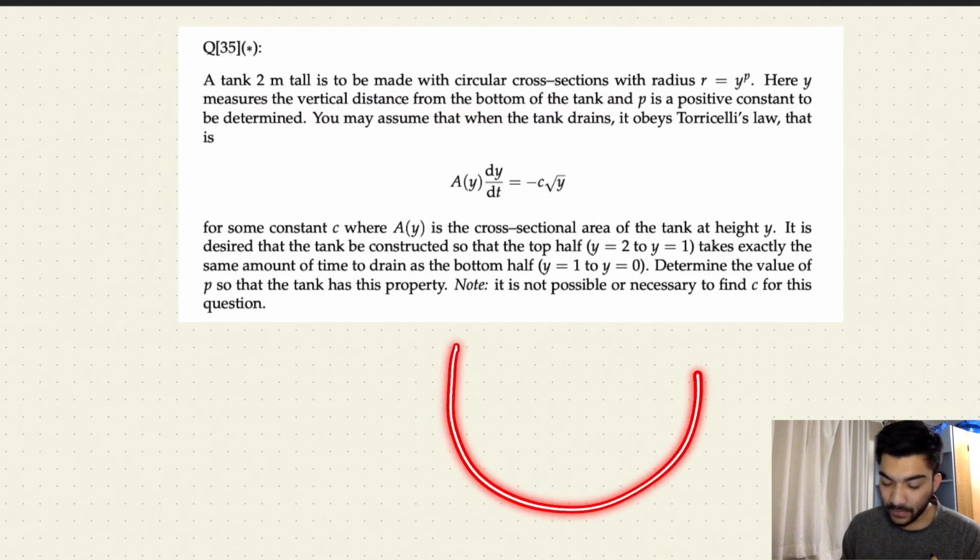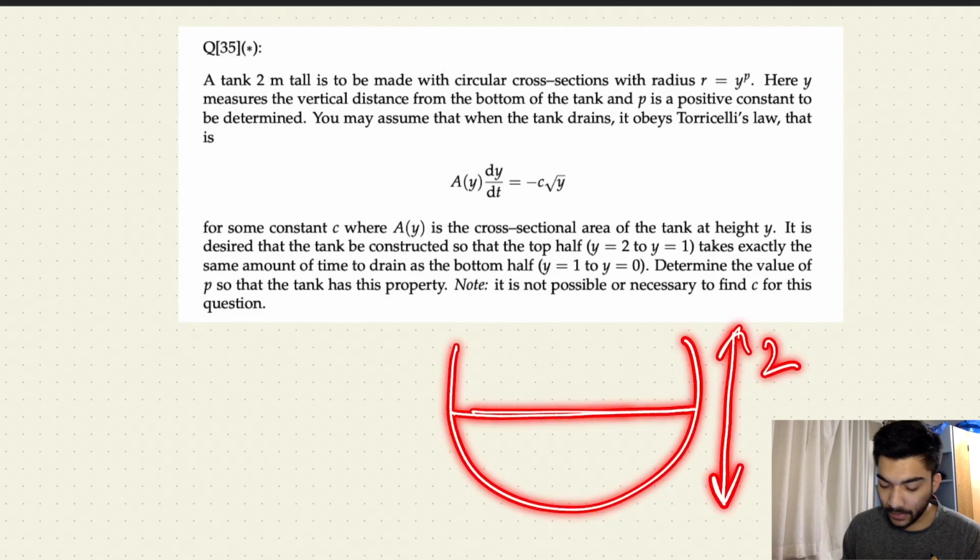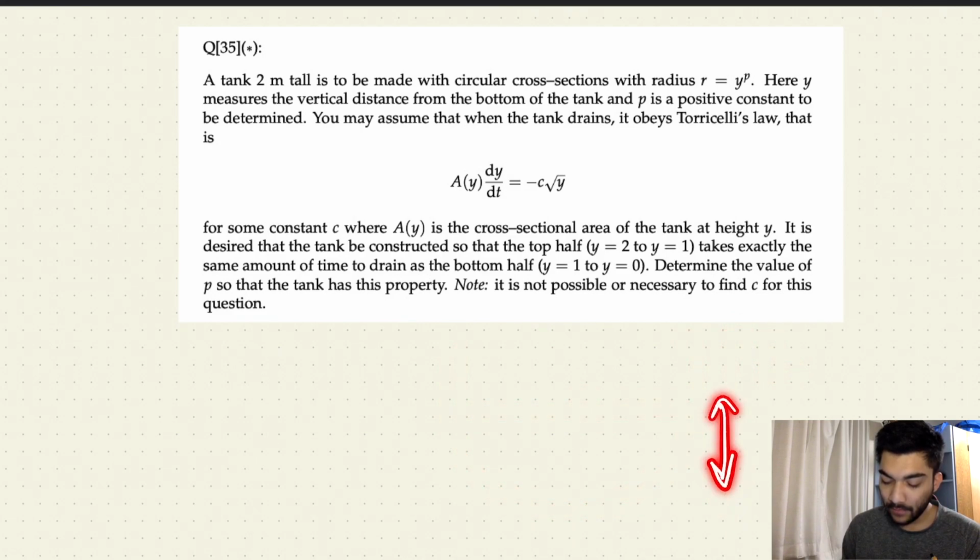So for example, if this is a tank which is of height 2 meters, and you have to calculate this radius over here, which is from this point to this point, it will be basically the height from the bottom. So whatever y you have, you'll basically plug it into this equation to calculate the radius at that height.